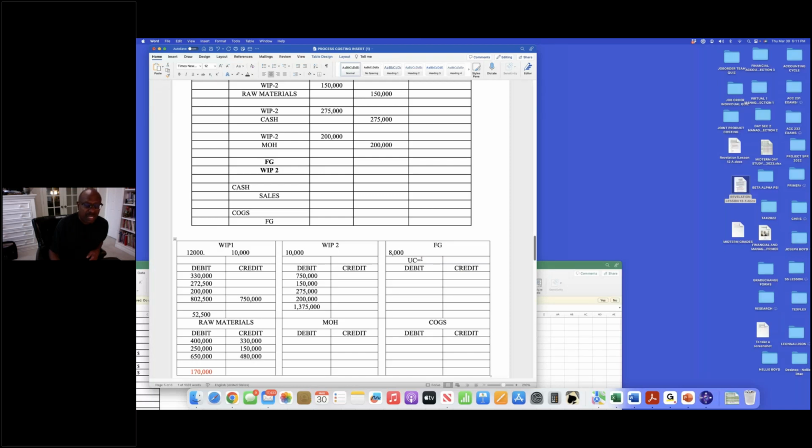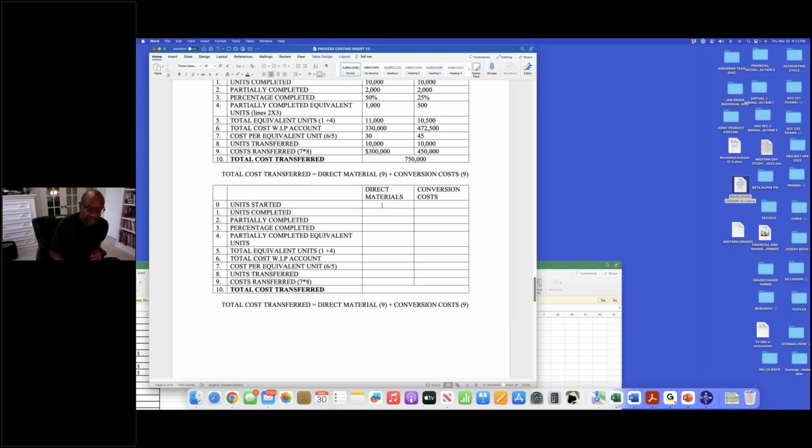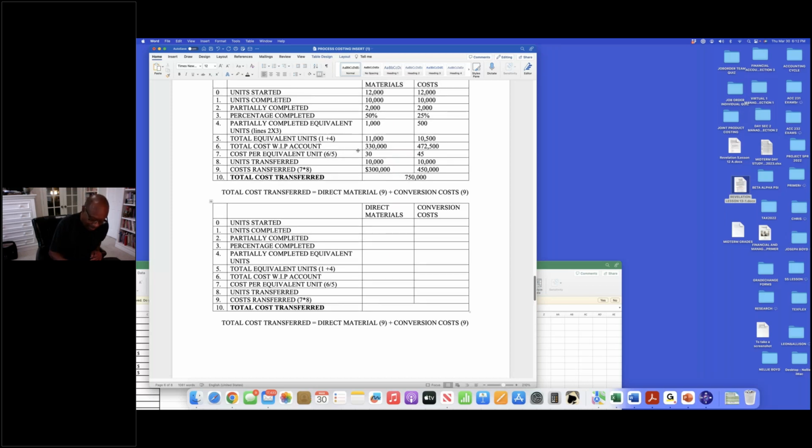So that's this journal entry. You're supposed to use this chart to do that. So how many units did we start? 12,000? No, we're not starting with the same units we had from work in process one. If we haven't worked on them, they can't come to work in process two. Oh, okay. So it's 10,000.